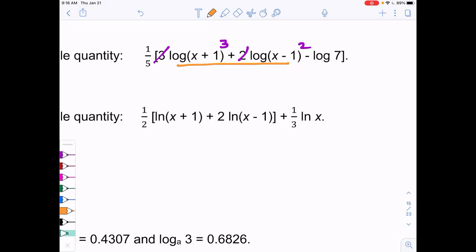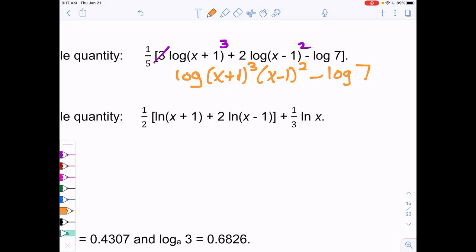So if I combine them, Jeremy, addition really means, how would I pull them together? If I have 2 logs that are being added, how do we condense? Yeah, multiply them. So we would have x plus 1 cubed and x minus 1 squared. And then I still have that minus log 7. I'm ignoring the 1/5 in the front. So combine using multiplication. And now there's a minus sign.